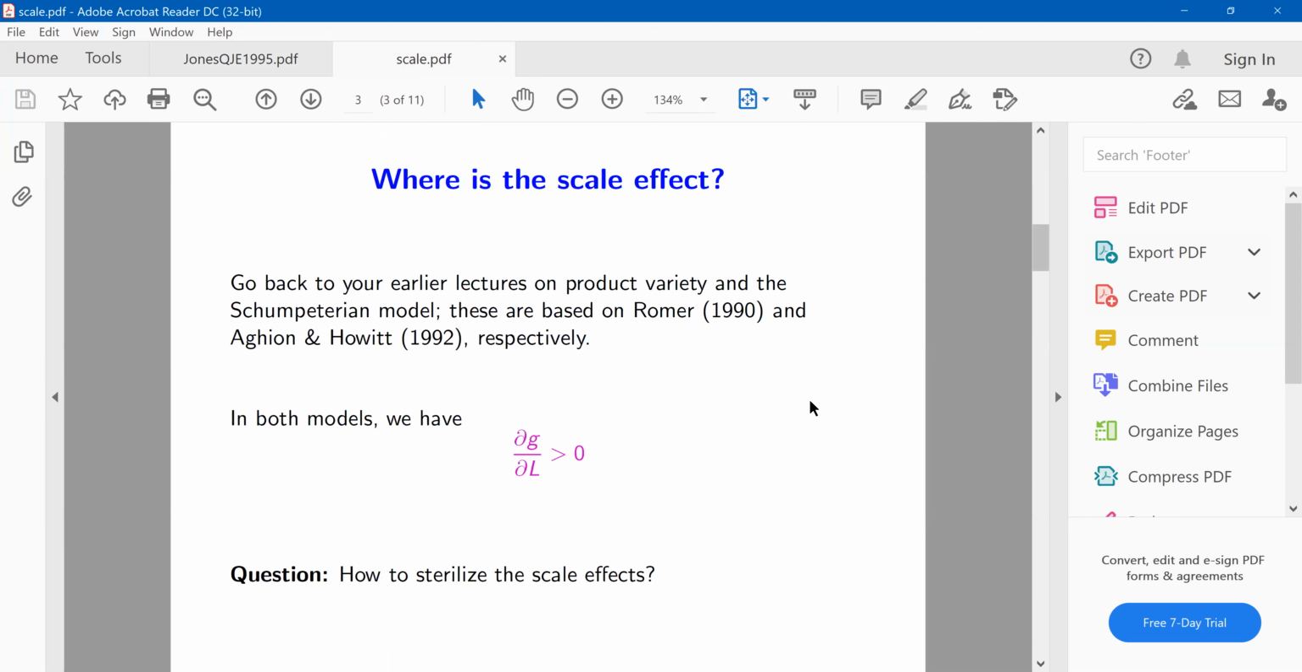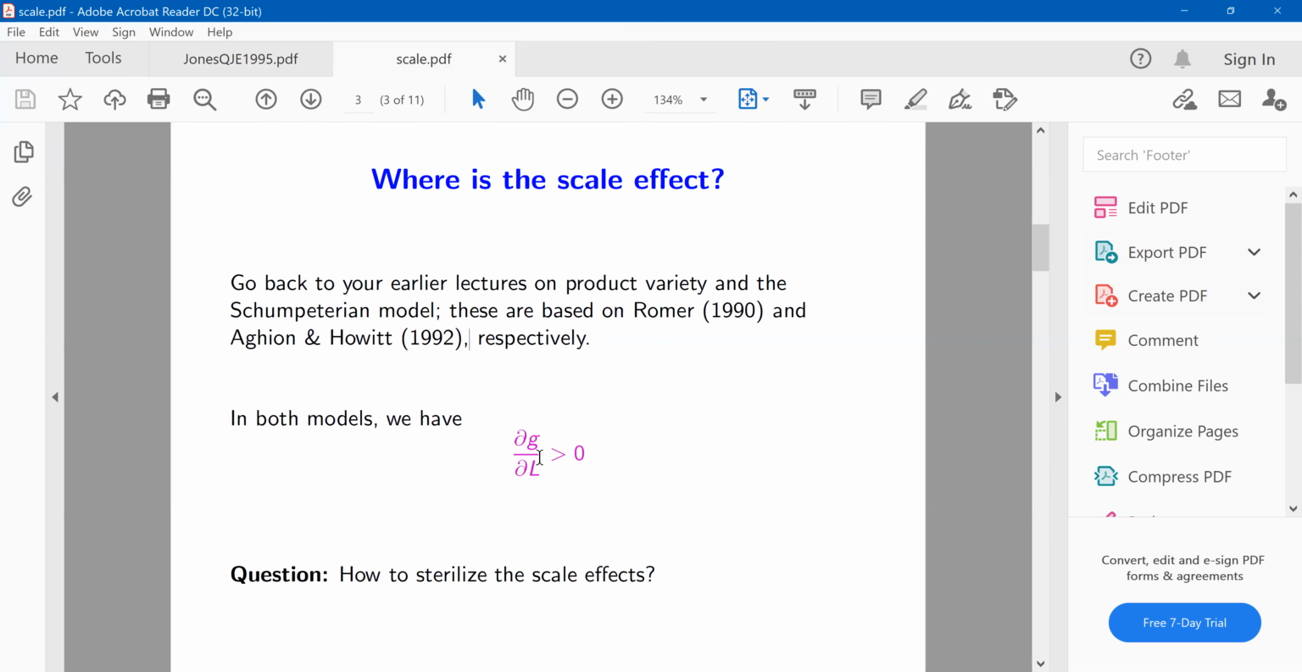In the models we studied last week, where do we find the scale effect? Well, it is that partial derivative being positive, right? We studied two models, Romer 1990 and Aghion and Howitt 1992, in a very simple way, the textbook versions. But in both of these versions, we find that the long-run growth rate positively changes with the workforce employed in the final goods sector.